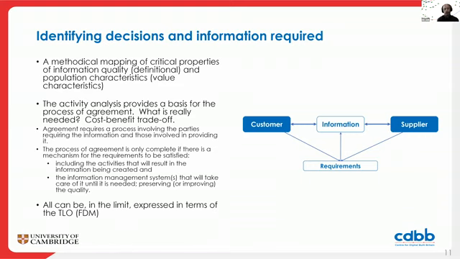So the next thing is, there's one thing knowing what it is that we might need. How do we go about identifying the information that is actually required? And that requires a process itself. We need a methodical approach that allows a customer and supplier to agree a requirement.